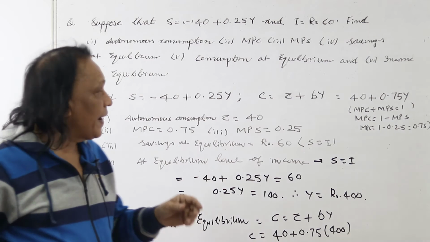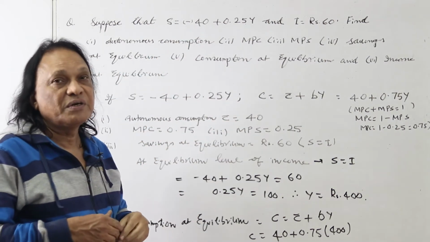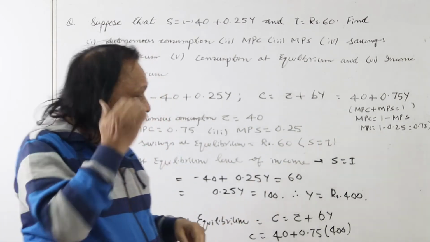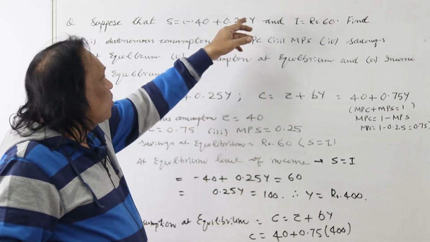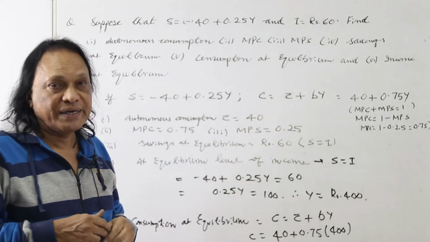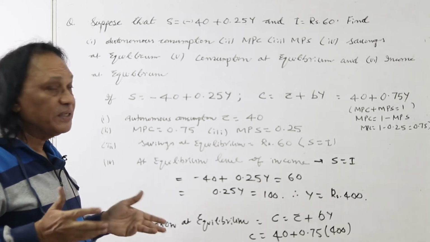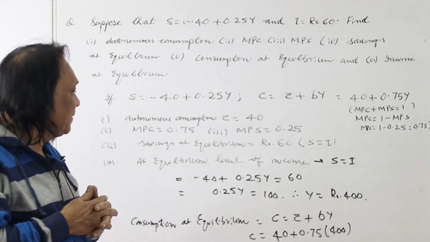So now from this equation it all becomes clear. The first one, in the consumption function, C bar is 40, given here, minus C bar automatically becomes 40 in the consumption function. The second one is MPC, 0.75. Now MPS automatically will become 0.25 because MPC plus MPS is equal to 1, or MPC is equal to 1 minus MPS, or MPS is equal to 1 minus MPC.